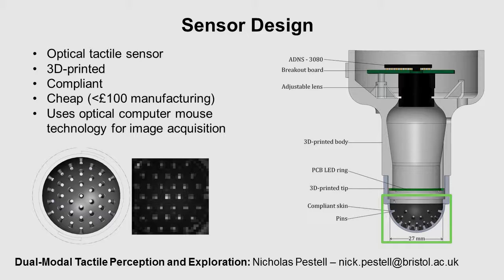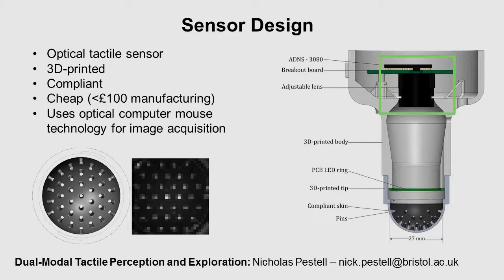We have a compliant structure which deforms when stimulated. On the inside surface are several white markers. The deformation of this surface is recorded by a camera. Here we use a completely novel camera system which is taken from an optical computer mouse.